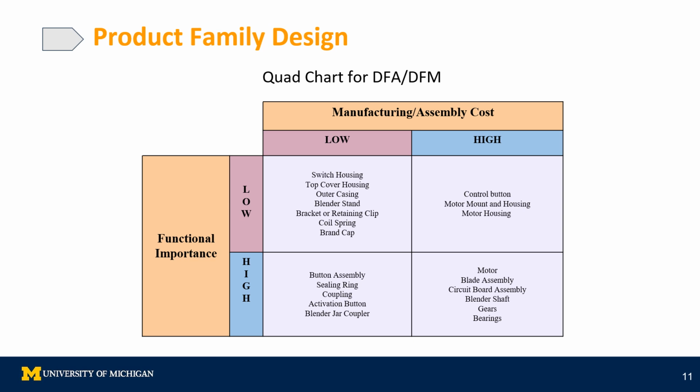The above slide shows the quad chart for DFA, where specifically in the high cost, high function quadrant, critical parts like the motor, blade assembly and the gear significantly impact both performance and cost. To optimize, we can focus on redesigning these components to use more cost effective materials and streamline assemblies. Part integration, such as combining the motor and blade into a single unit, reduces complexity.